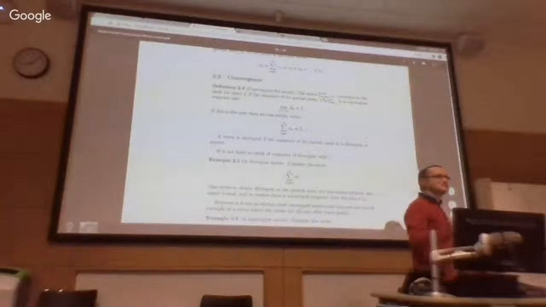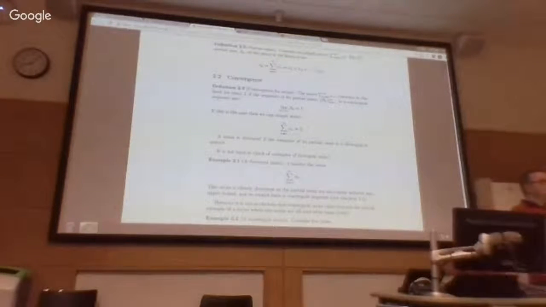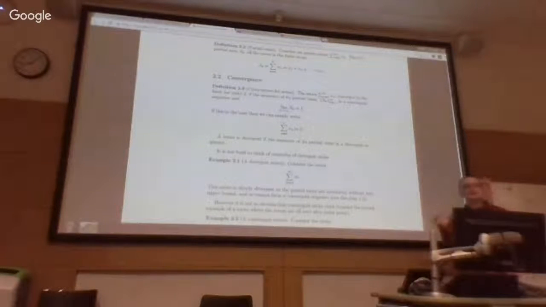It makes sense to attach that value to it. The partial sums, as I said, are the evolution of the infinite series. If those partial sums are getting closer and closer to some limiting value L, then it makes sense to attach L to the value of the infinite series.